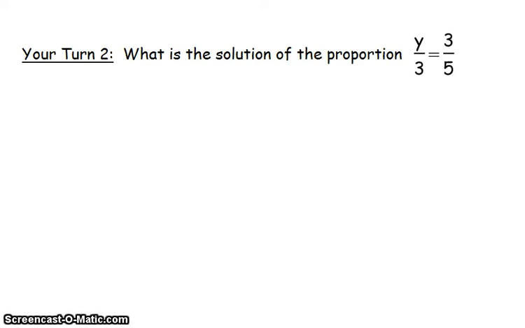Okay, this one you could solve using cross multiplication, or you could solve like a one-step equation because your variable is in the numerator of this problem. But we're going to solve this one using cross multiplication. So the first thing I'm going to multiply is y times 5, which is simply 5y. And then I'm going to multiply the other two together, 3 times 3, which gives me 9. So 5y equals 9. One-step equation, the inverse of multiplying by 5 is dividing by 5.